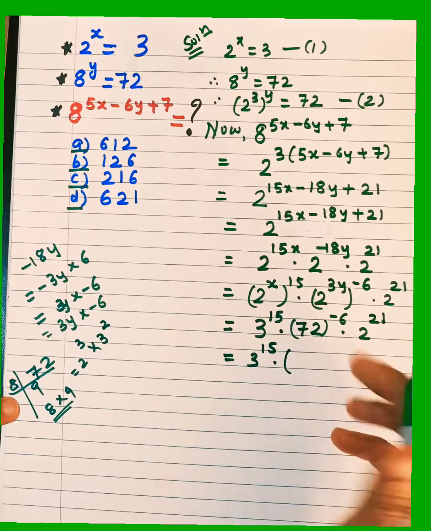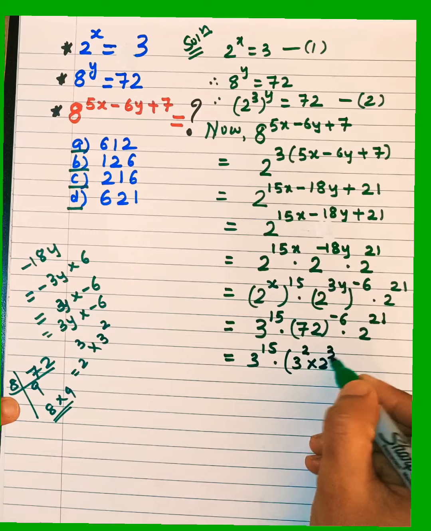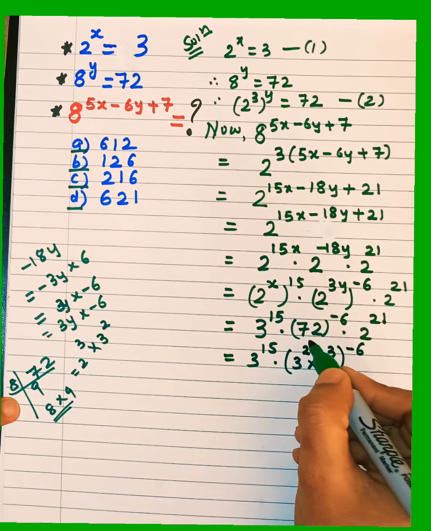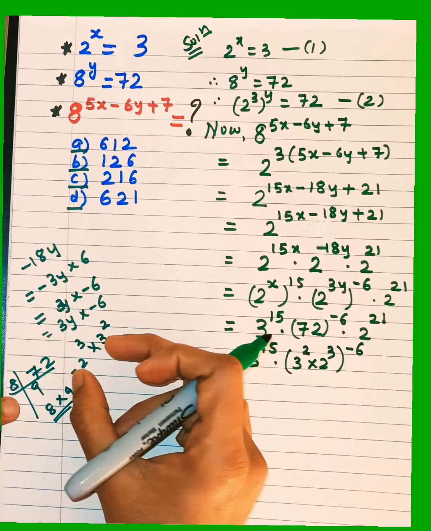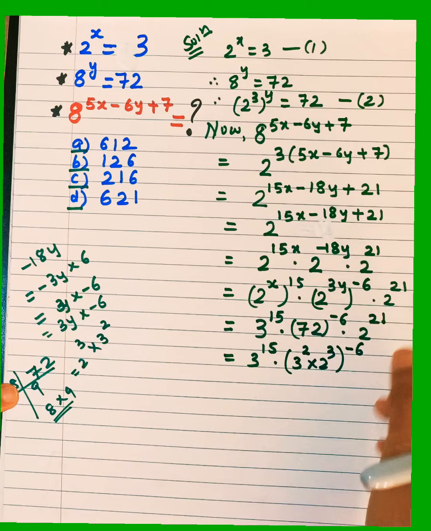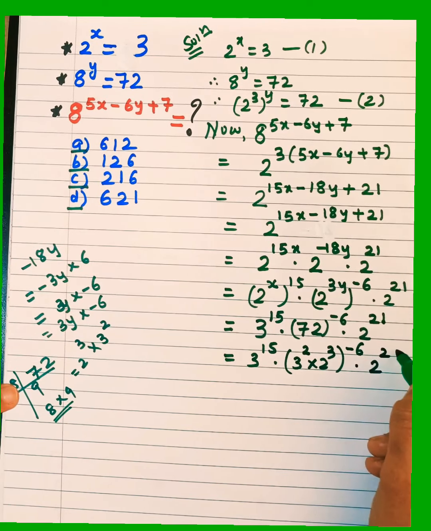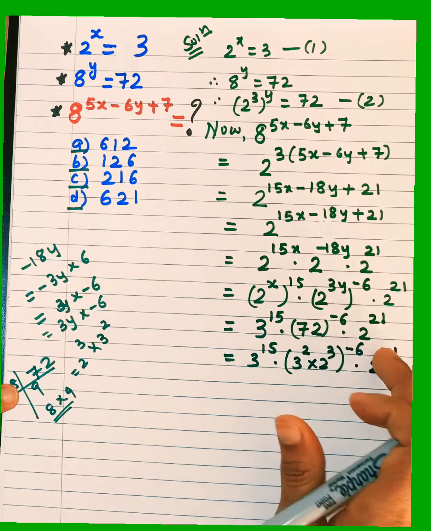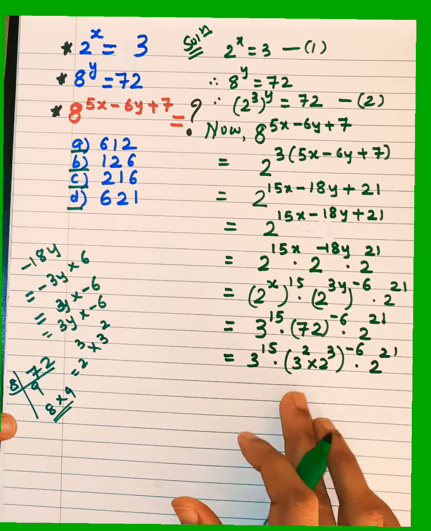So 72 means 3 square into 2 cube, and this whole part raised to minus 6. In place of this 72, I am substituting 3 square and 2 cube, both. So I have written it here, and the power minus 6 I have kept as it is. Now last term is 2 raised to 21. So I hope you understood what I have done. We have simply substituted the values, and here we have taken out factors for 72. I hope this much part is clear.